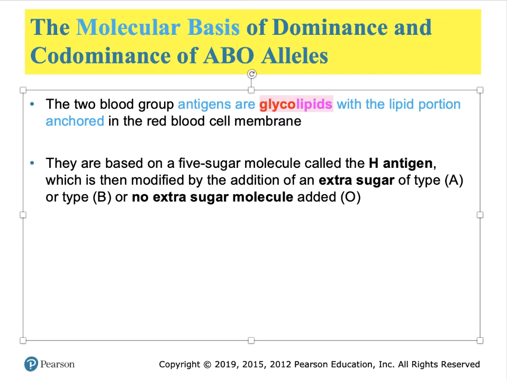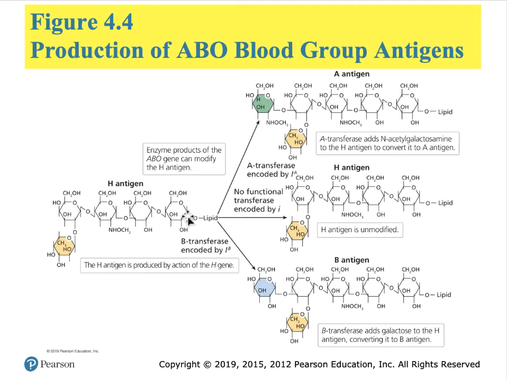Want to know more? Let's go one level deeper. The sugar component of the glycolipid is illustrated here. This is the basic structure of the sugar that's applied to the lipid component of the glycolipid. Now these sugars can be modified by 2 enzymes. The first enzyme, called the A transferase, will transfer this green molecule here. This will make the surface of this sugar the A antigen.